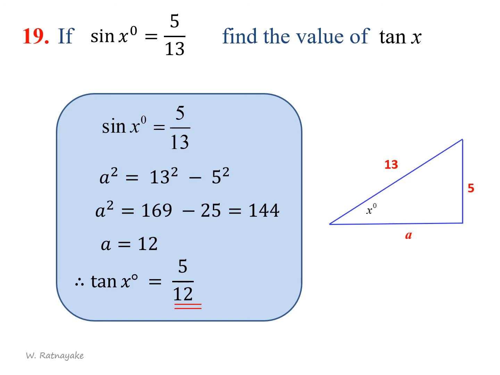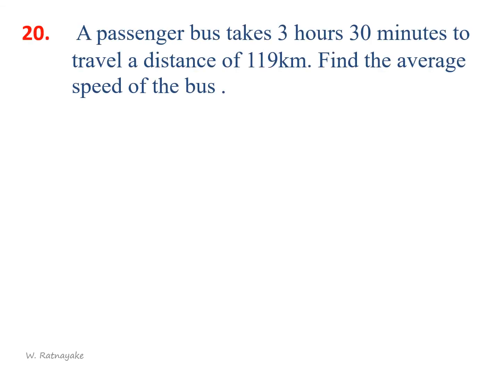Now we will go to question number 20. Question number 20 is, a passenger bus takes 3 hours and 30 minutes to travel a distance of 119 kilometers. Find the average speed of the bus. Now here distance is given as 119 kilometers. Time taken is given as 3 hours and 30 minutes.